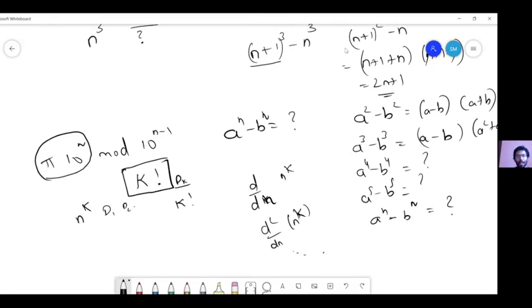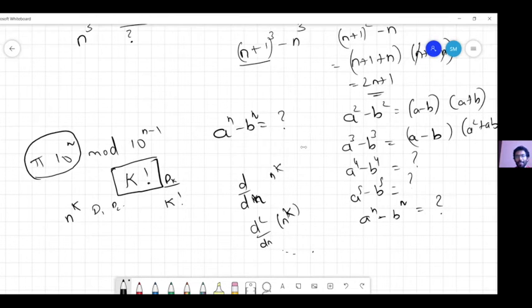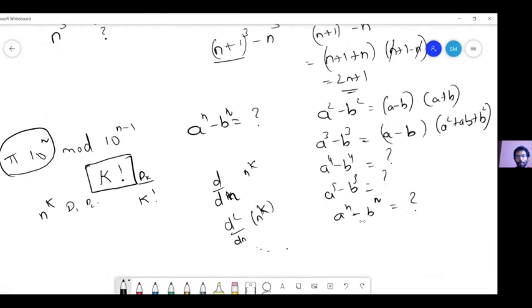Nice. So Gauri ma'am has been able to extend these observations and give a general formula for a power n minus b power n. Very nice. So also try to see if you can prove why this is the case. Factorizing a polynomial is always a very useful tool to study it. And now we have been able to factorize a power n minus b power n.